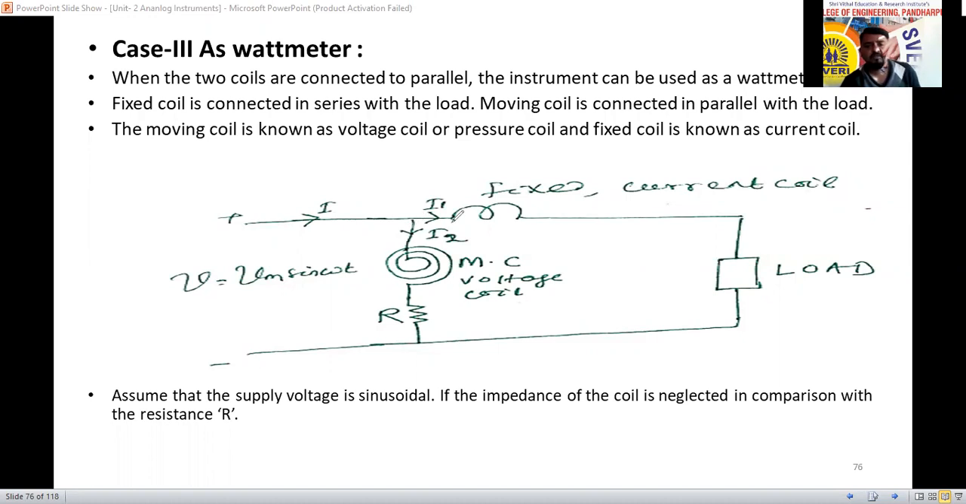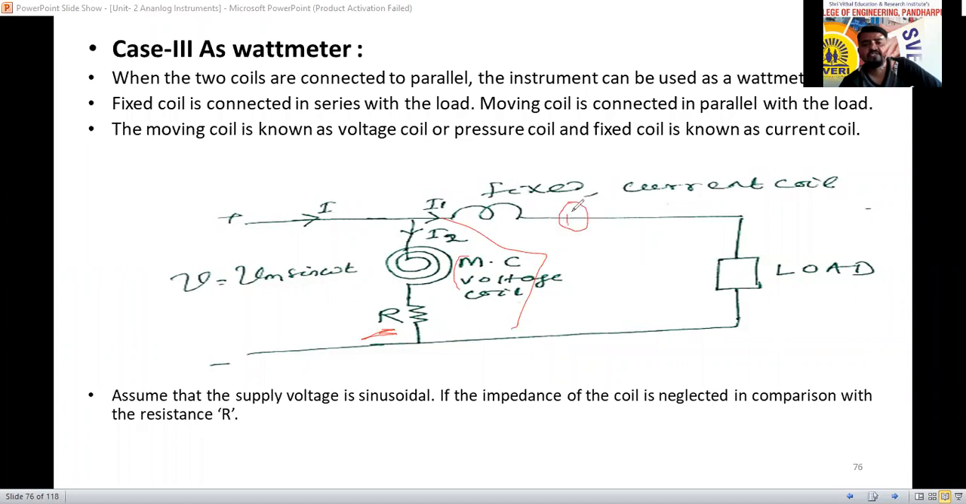Now see here, the fixed coil is connected in series with the load and the moving coil is connected in parallel with the load. The current flowing through the fixed coil is called I1, and the current flowing through the moving coil is called I2. To neglect the impedance of the moving coil, we have considered one resistance connected in series with the moving coil. The moving coil we consider as the voltage coil, so we can measure the voltage drop across this. The fixed coil we consider as the current coil, so we can measure the current.